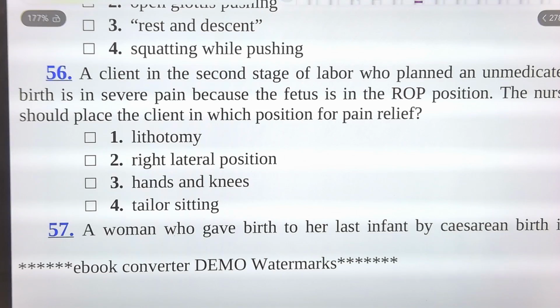56th question. A client in the second stage of labor who planned an unmedicated birth is in severe pain because the fetus is in right occipital posterior position. The nurse should place the client in which position to relieve the pain? Because there is a lot of pain in the posterior position, which position will be best to relieve the pain?